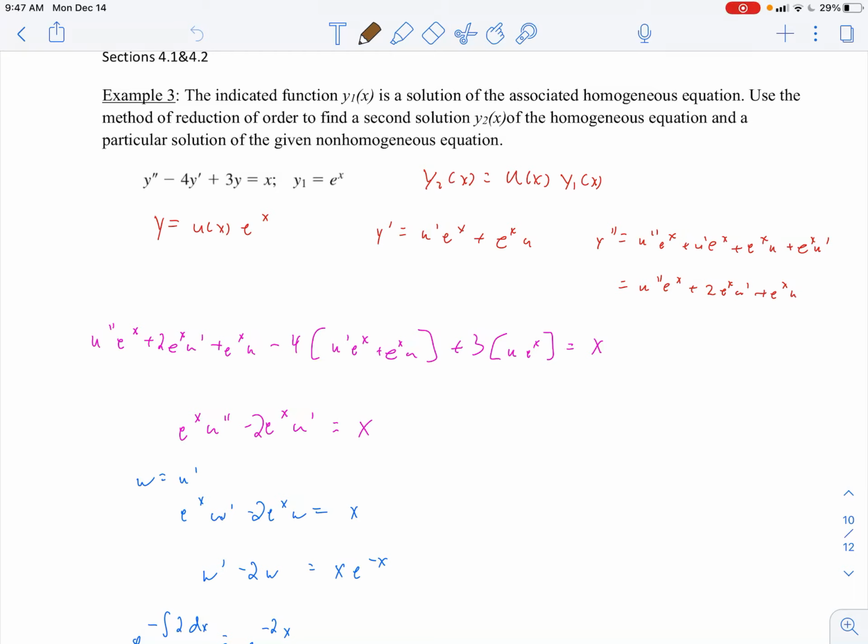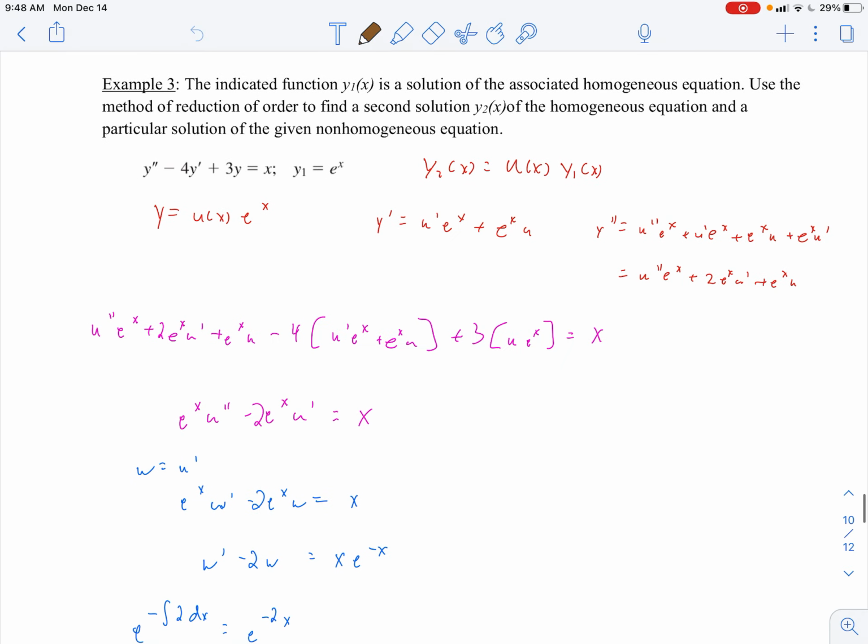Hello and welcome to the last example, example 3, where we're going to find the second solution, the y sub 2, of our non-homogeneous equation. We're given a solution that is associated with the homogeneous equation, so we need to find the second solution of the homogeneous equation and a particular solution of the given non-homogeneous equation.